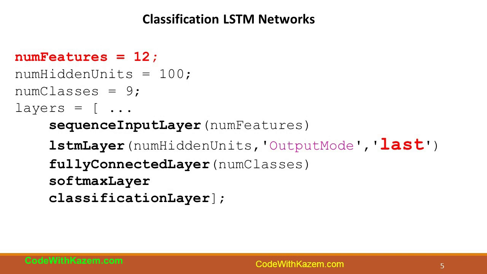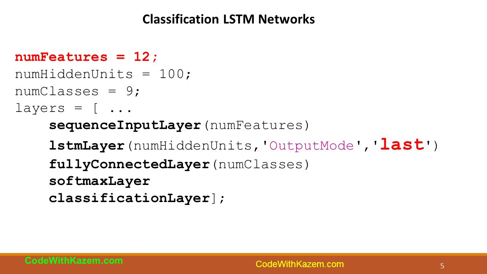These are the layers of an LSTM network. It is started by the sequence input layer. The input of this layer is the number of features. Set the size of the sequence input layer to the number of features of the input data. In this example, the number of features is 12.